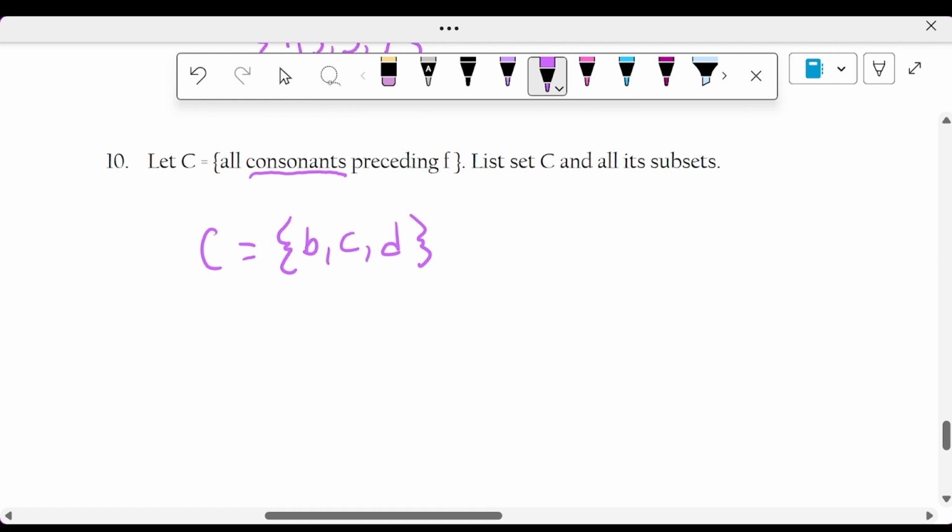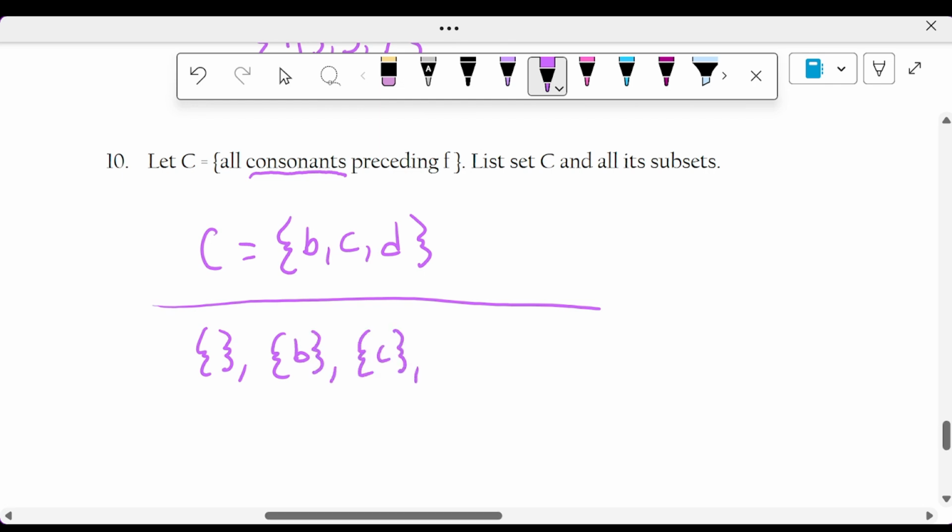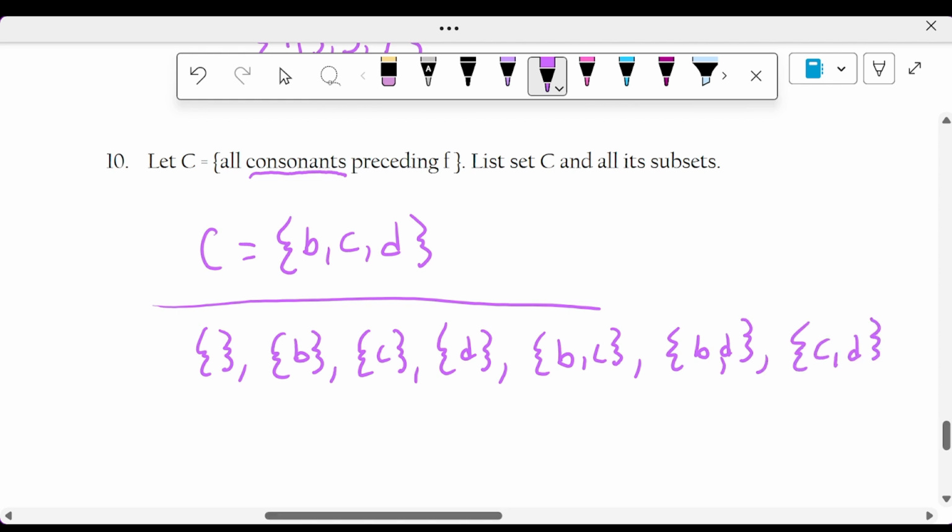Then the subsets of C, we start with the empty set. Then we do single letters, so B, C, and D. Then 2, B and C, B and D, and C and D. Then we do the whole set, B, C, D.